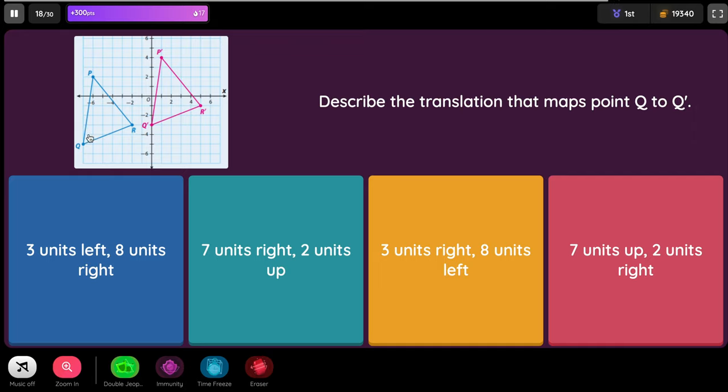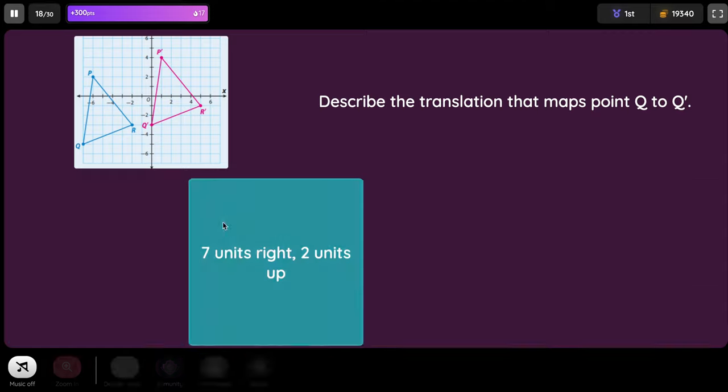So I'll go up first. 1, 2. You have 2 units to go up, and then you have 1, 2, 3, 4, 5, 6, 7 units on the right.